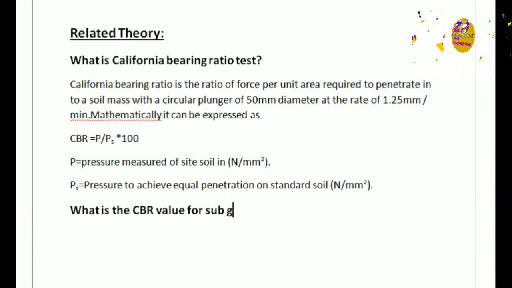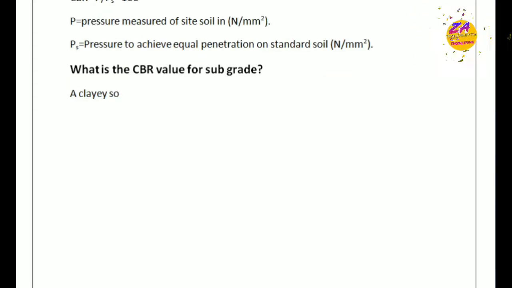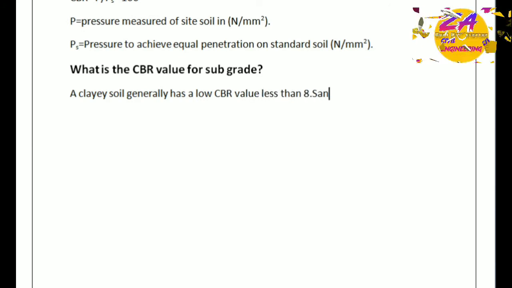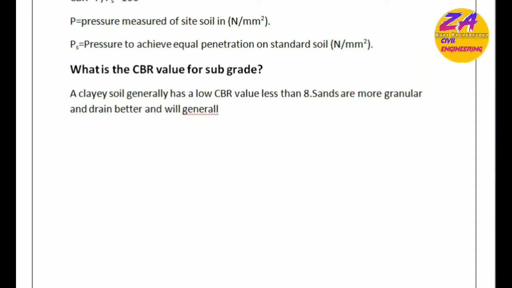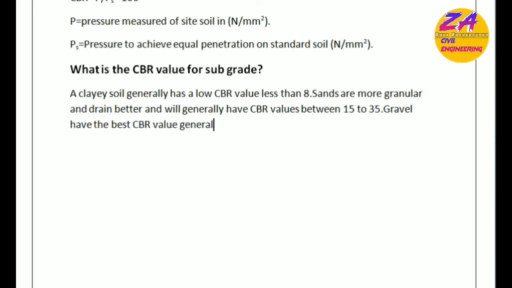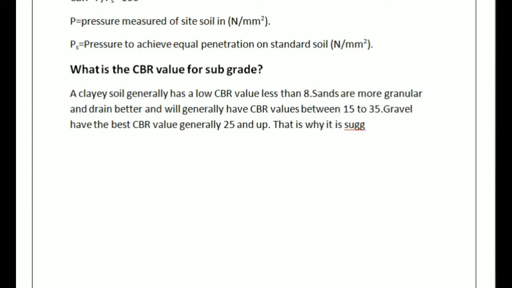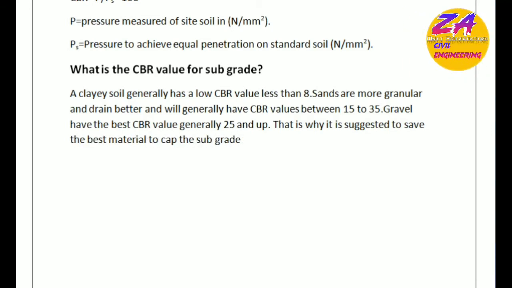After this, what are the California Bearing Ratio values for subgrade? These are the limitations used in the subgrade of roads. Clay soils generally have low CBR values, less than 8 percent. Sands are more granular and drain better, and will generally have CBR values between 10 to 35. Gravels have the best CBR values, generally 25 and up. That is why it is suggested to save the best materials for the top of the subgrade.